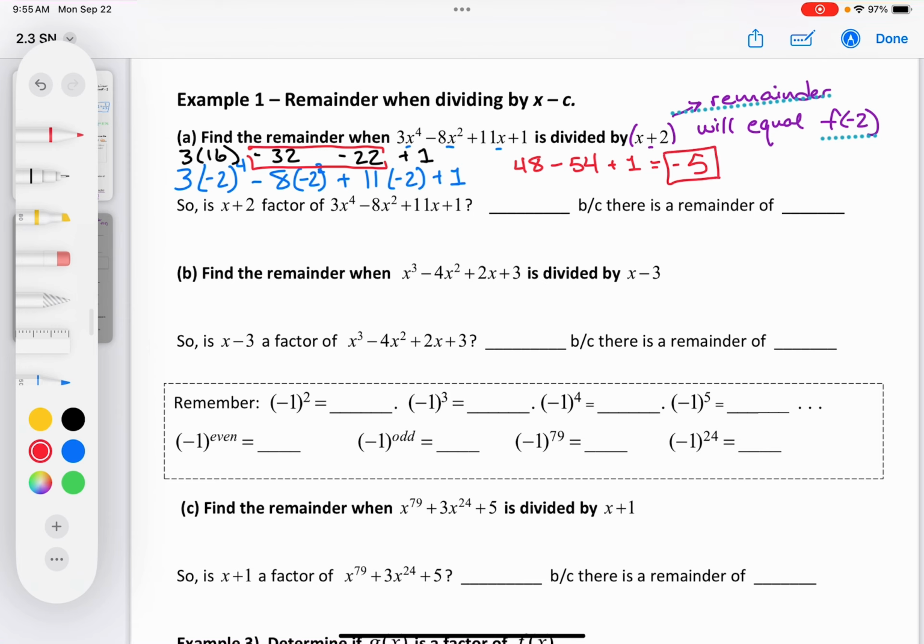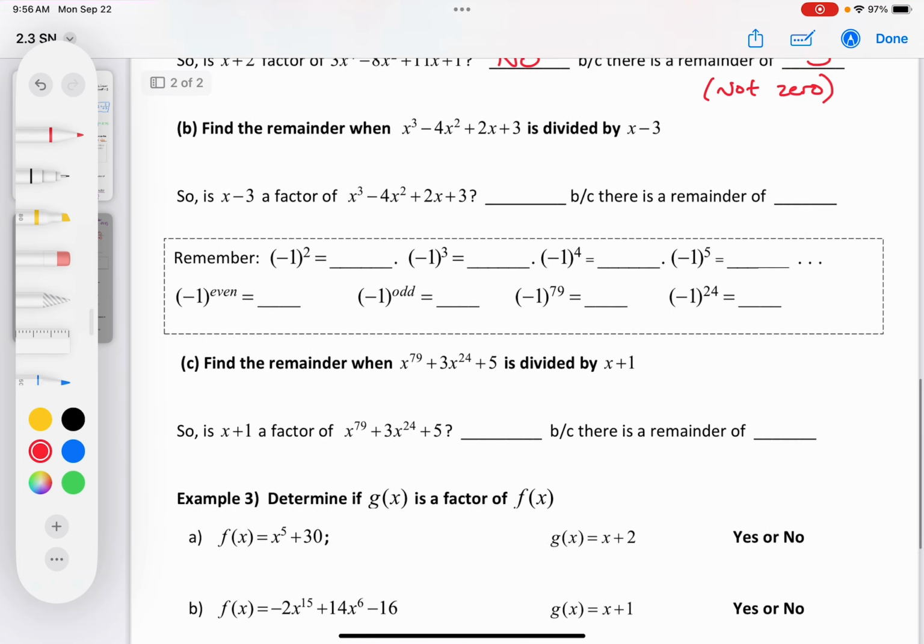So my input of negative 2 gave me an output of negative 5. And based on the theorem we just learned, the output will be my remainder if I were to divide by x plus 2. Since I had an answer other than 0, it is not a factor because there is a remainder of negative 5. Why is that? It's because it's not 0. If it was a remainder of 0, then we could say, yeah, that's a factor.